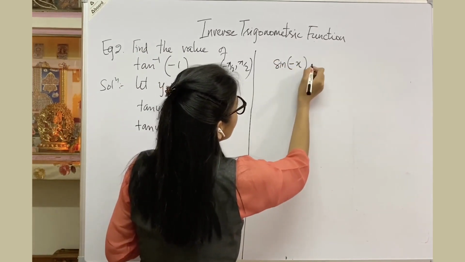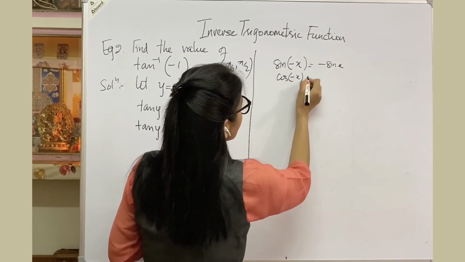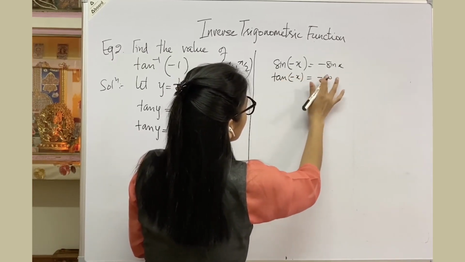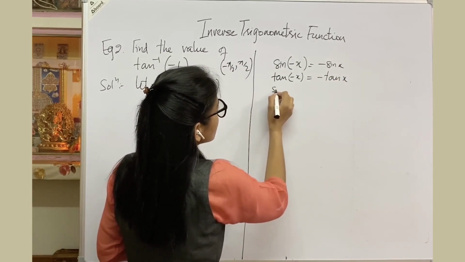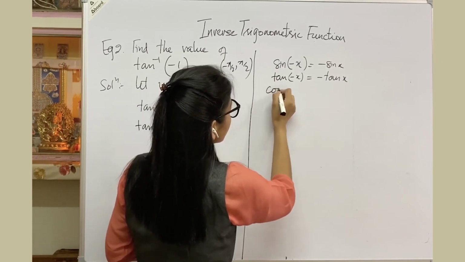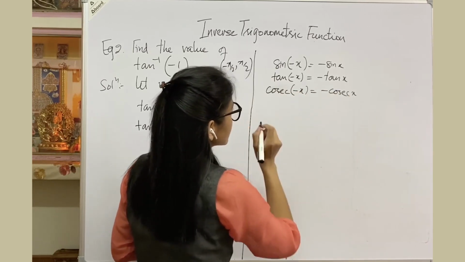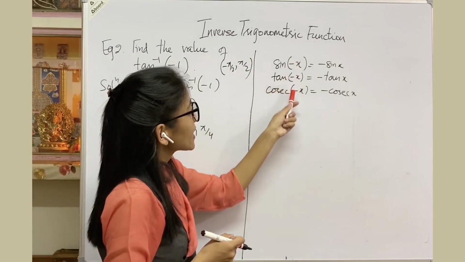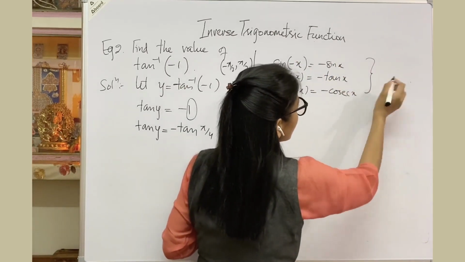Okay, we have this sine of negative x is negative sine x, tan of negative x is negative tan x, cosec of negative x is negative cosec x. So these three functions, sine, tan and cosec, when you take the negative angle, you get whole negative value. So these three are examples of odd function, okay?